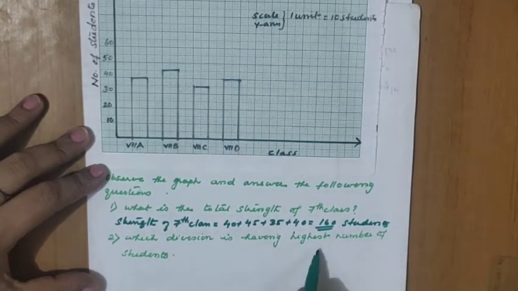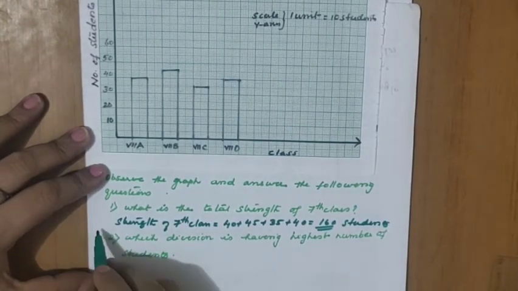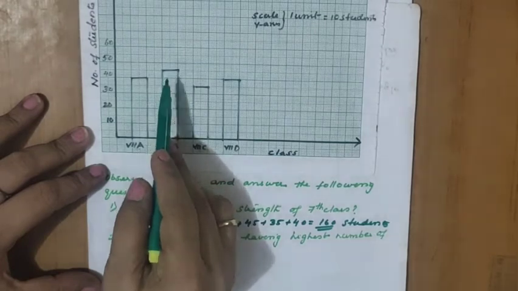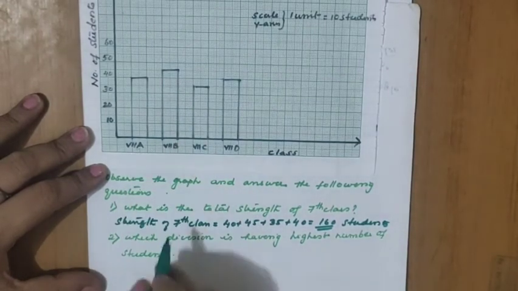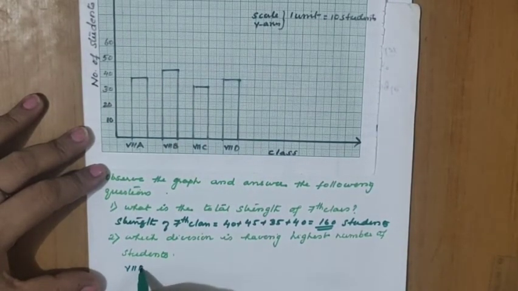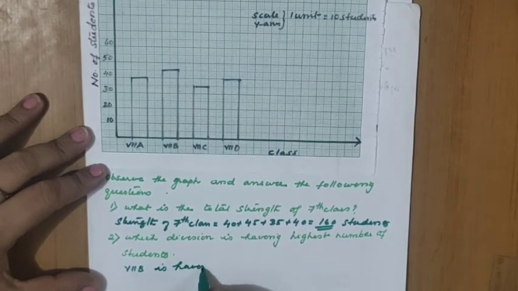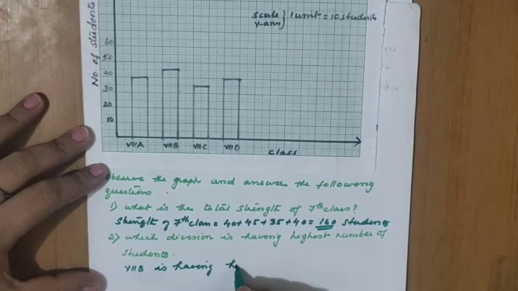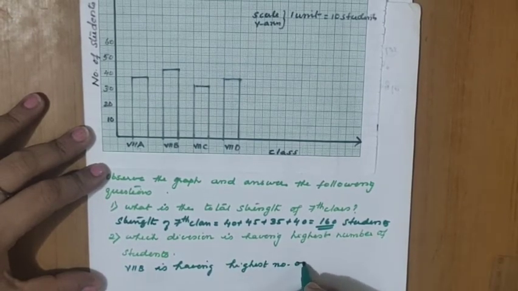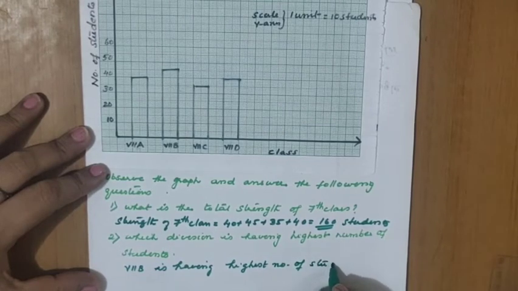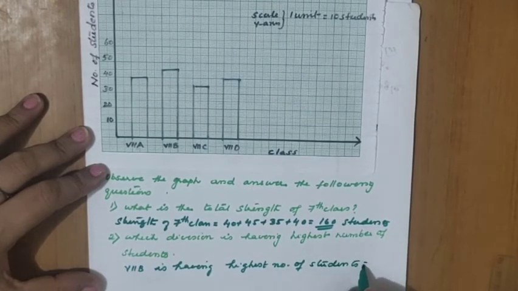Now, which division is having the highest number of students? So here, which is the highest bar? 45. Which section is it? 7th B. 7th B is having the highest number of students, equal to 45.